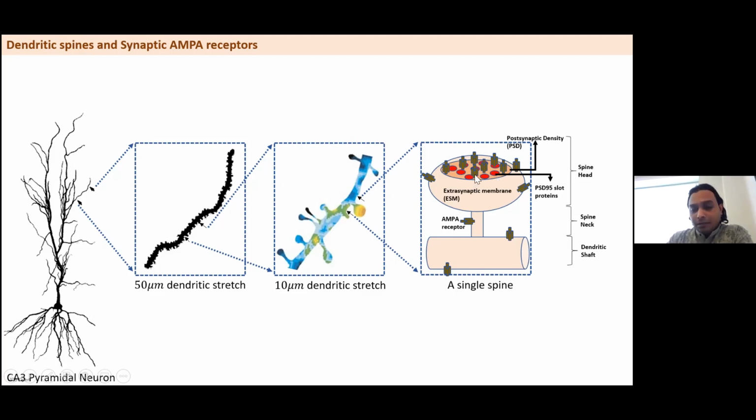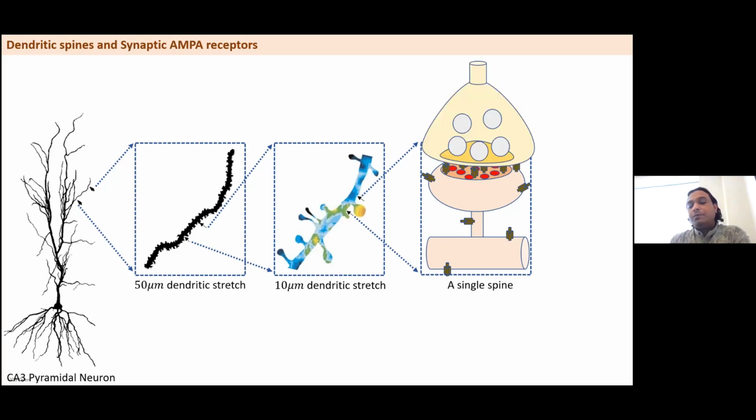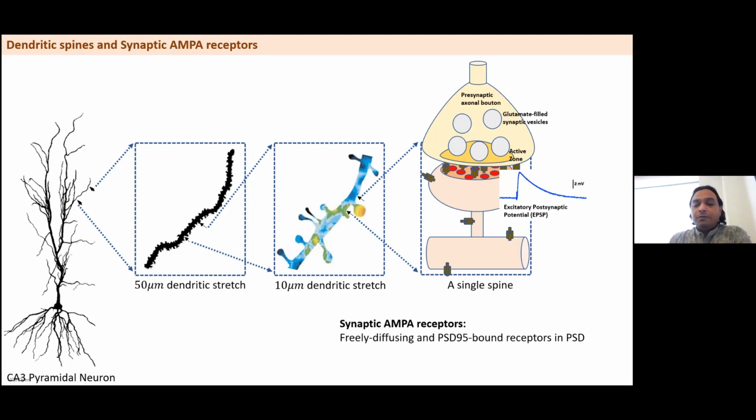Now, the importance of the count of these AMPA receptors in the PSD is due to the fact that these receptors are closely juxtaposed to the presynaptic active zone of glutamate release, and thus predominantly shape the amplitude and kinetics of the excitatory postsynaptic potential. The freely diffusing as well as the PSD-95 bound receptors in the postsynaptic density are together called by a spatial name, synaptic AMPA receptors, and the other receptors are considered extrasynaptic.